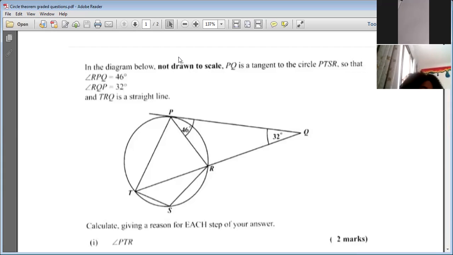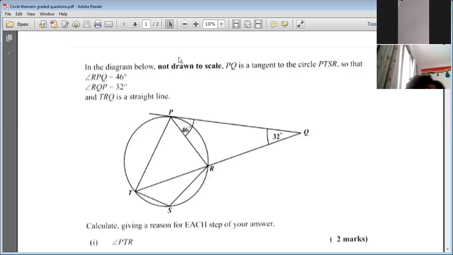All right, let me give you a hint. You're going to use the alternate segment theorem. The alternate segment theorem. So, sir, the angle between the chord and the tangent is equal to the opposite angle. So that opposite angle we're looking at, I think, is 32. Or no, it's 46. Why is it 46? Because it's opposite from 46.